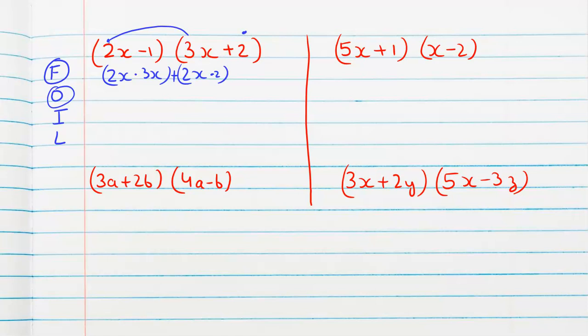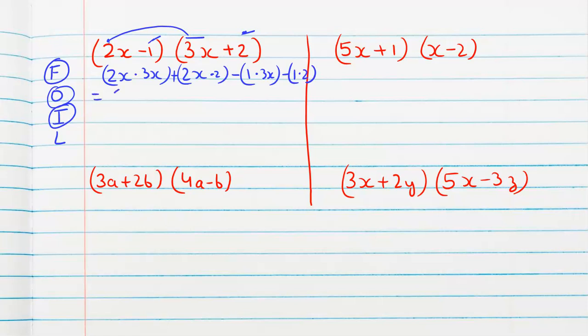Then we have inner terms. Inner terms is -1 and 3x. So we write -1 times 3x. And the last term is these two, -1 and +2. So -1 times 2. Now we will simply solve them.